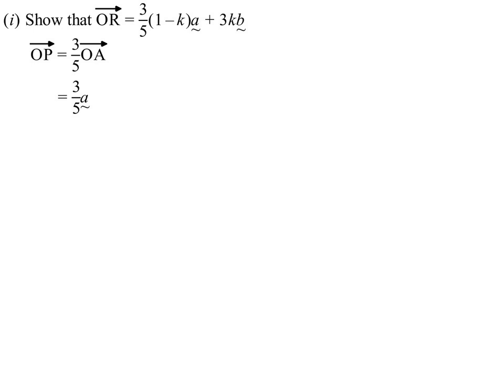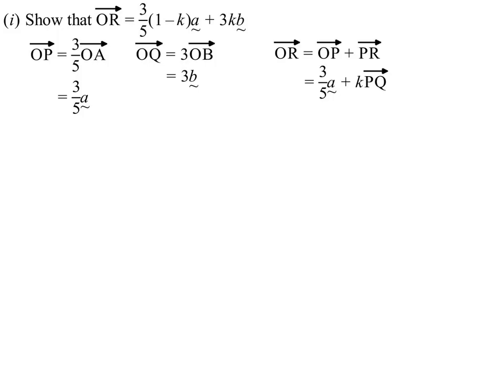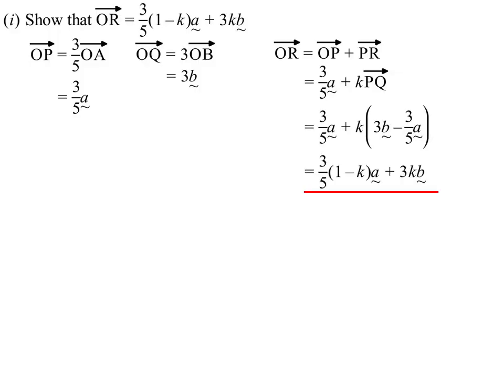So OP is 3/5 of OA. We were told that was A. OQ, okay, that's 3B. I can work that one out. OR, that would be OP plus PR. All right, I've got that one now. PQ. Hang on, have I got PQ? No, but I've got OP and OQ. So PQ would be head minus tail. I could substitute that in now, couldn't I? Because head minus tail would become the 3B minus the 3/5 A. I've now got an expression, and it matches up with the one they want me to show.